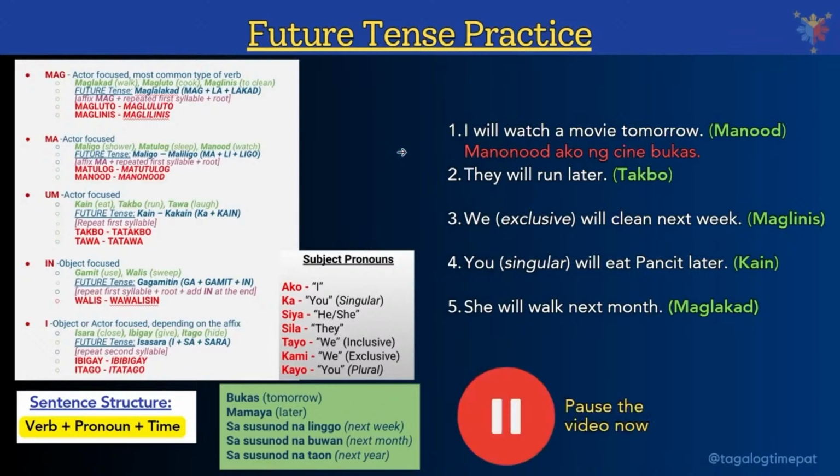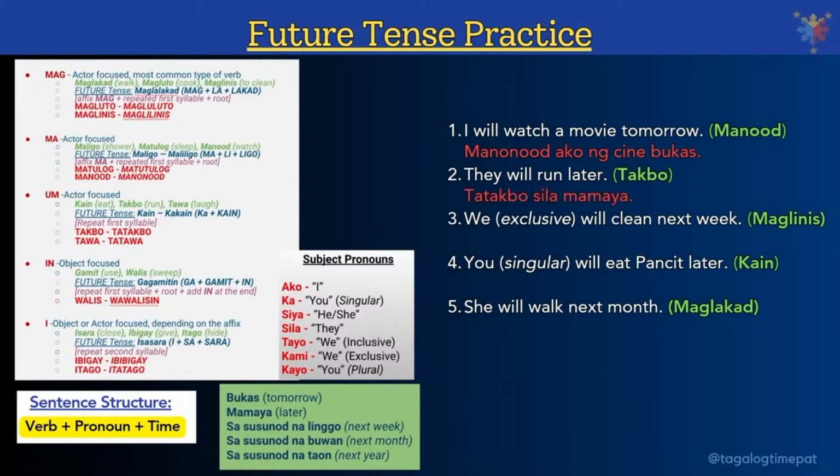So you give it a try. You can pause the video now if you need. You do numbers 2 through 5 and we'll go over them in just a bit. All right, let's start with number 2. They will run later. Takbo means to run. Tatakbo sila mamaya. Number 3, we exclusive will clean next week. Maglinis means to clean. Maglilinis kami sa susunod na linggo.